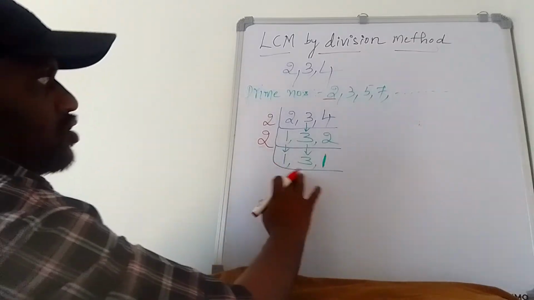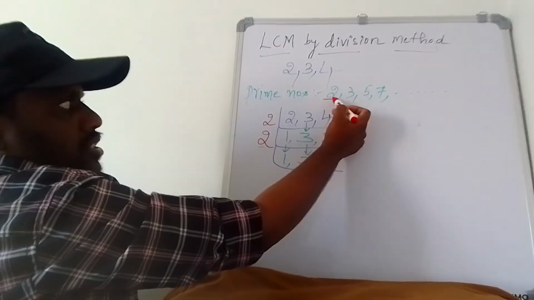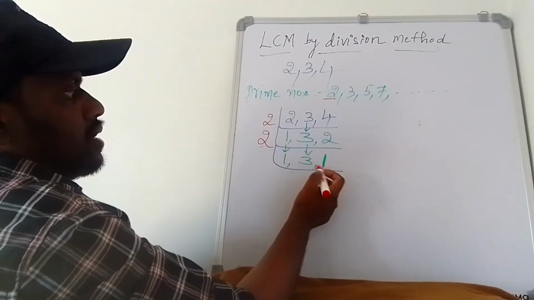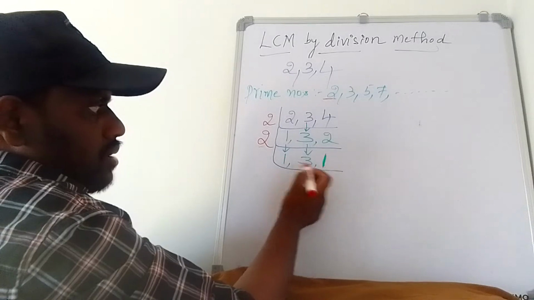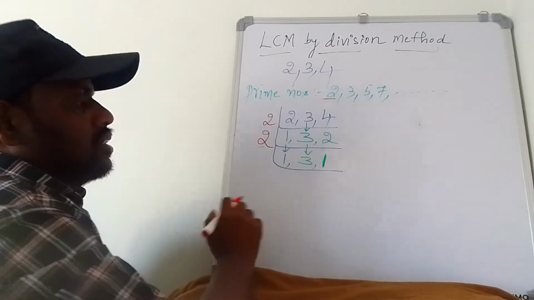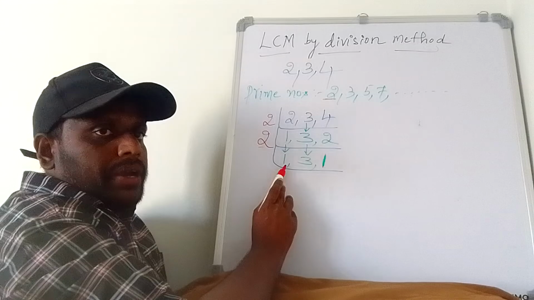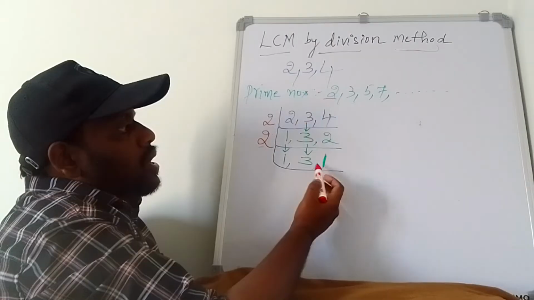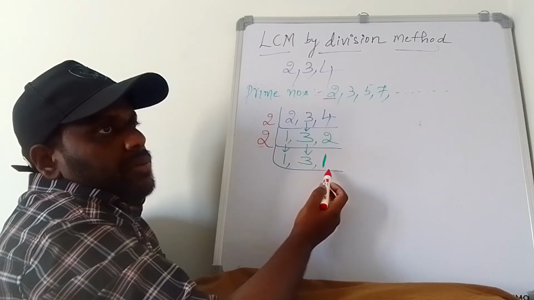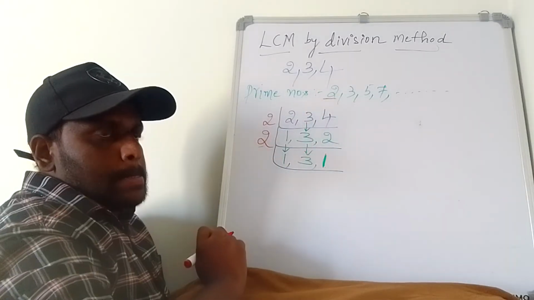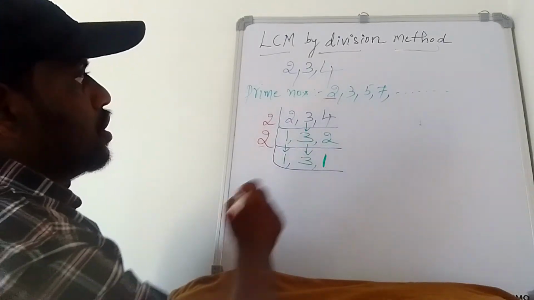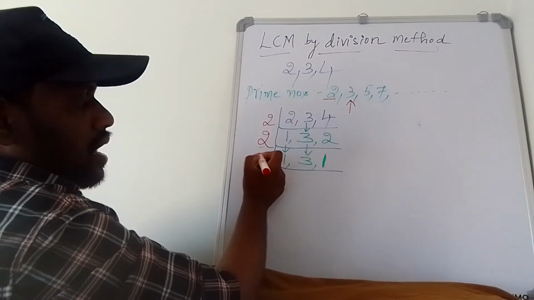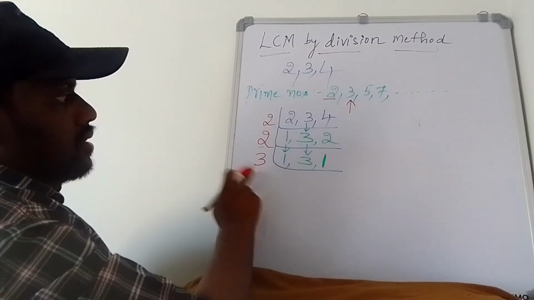Now again in this next step, take the same first prime number. Check whether any one of these three numbers can be divided by this 2 or not. Here you can see 1 cannot be divided by 2 completely. 3 cannot be divided completely by this 2. 1 also cannot be divided by 2 completely. So you have to go for the next number. What is that? 3. I am taking 3 here.